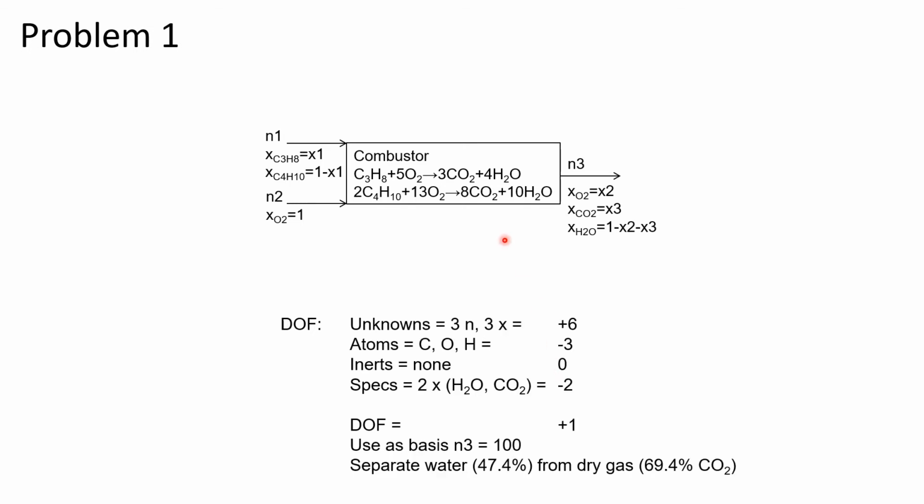Well, I hope you took a moment to do this degree of freedom analysis. Let's go through and examine what you should have gotten. First off, we're going to count the unknowns. We're going to start with the hydrocarbon feed stream over here.